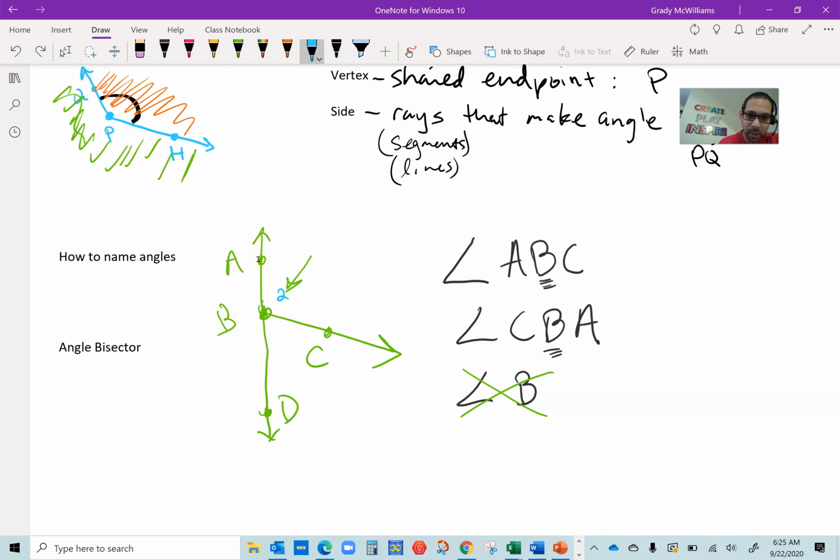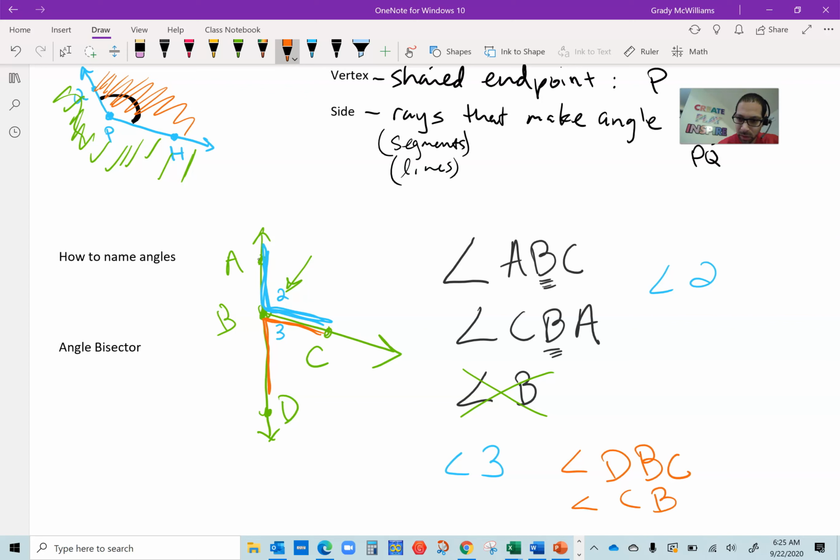In cases like this, sometimes they'll have numbers. So maybe we call this angle 2, maybe this one's angle 3. You could call it angle 2, and that way we know that you're talking about the same thing that's angle A, B, C, this one. If we were talking about angle 3 in this picture, then that would be this angle right here, angle D, B, C, or angle C, B, D. Those are all the same.